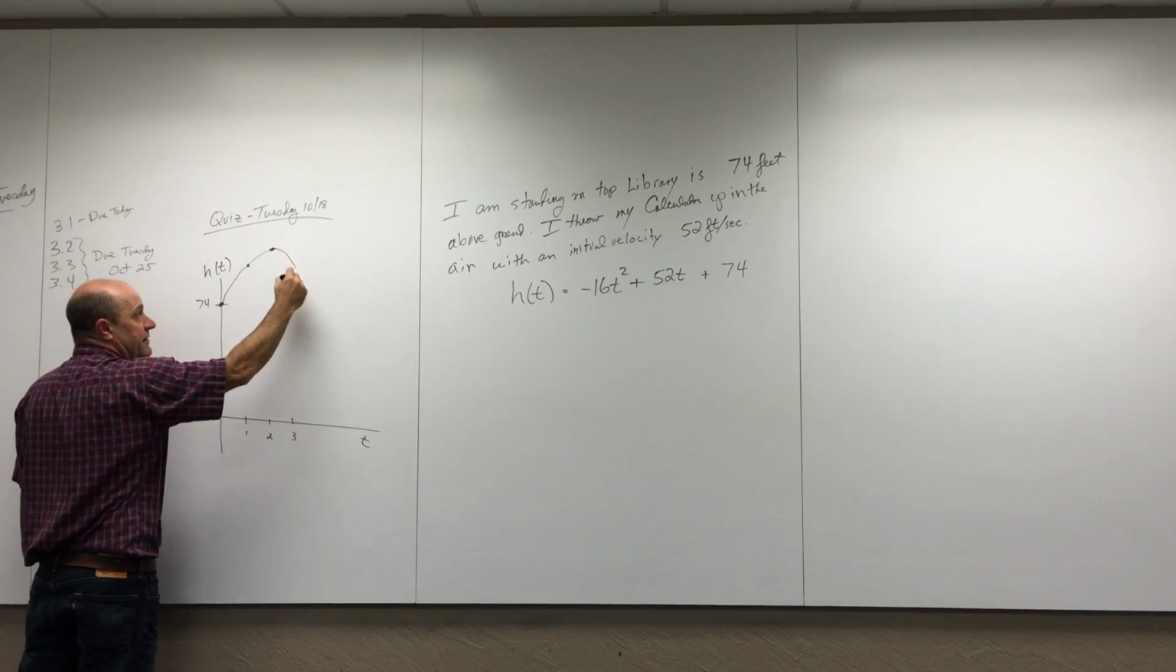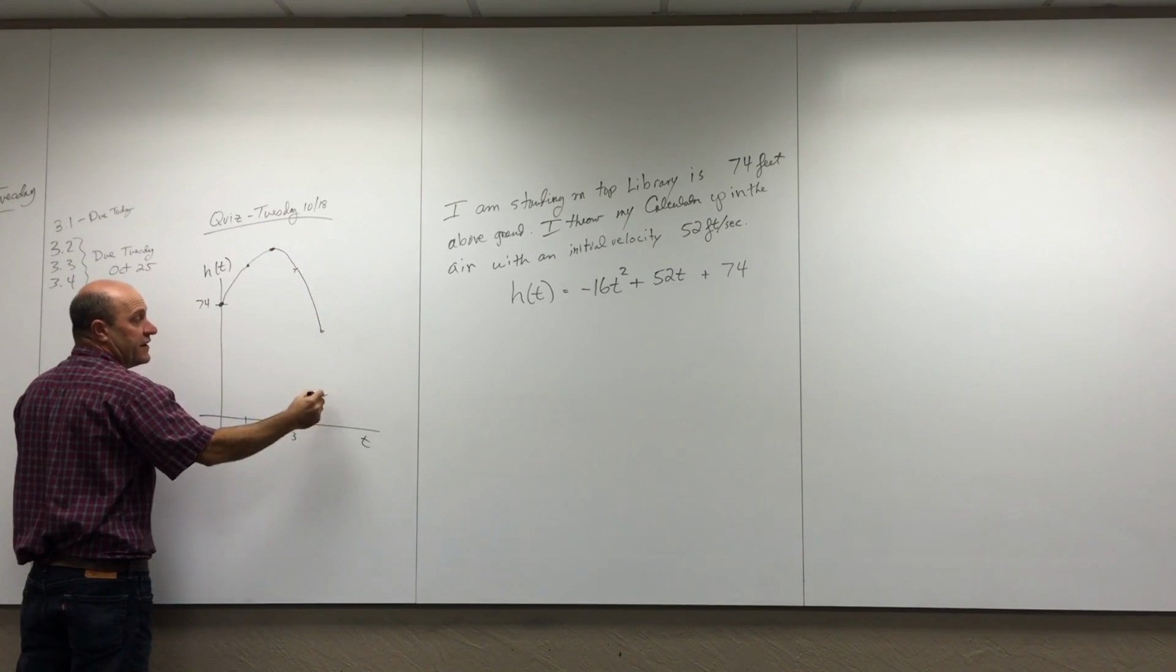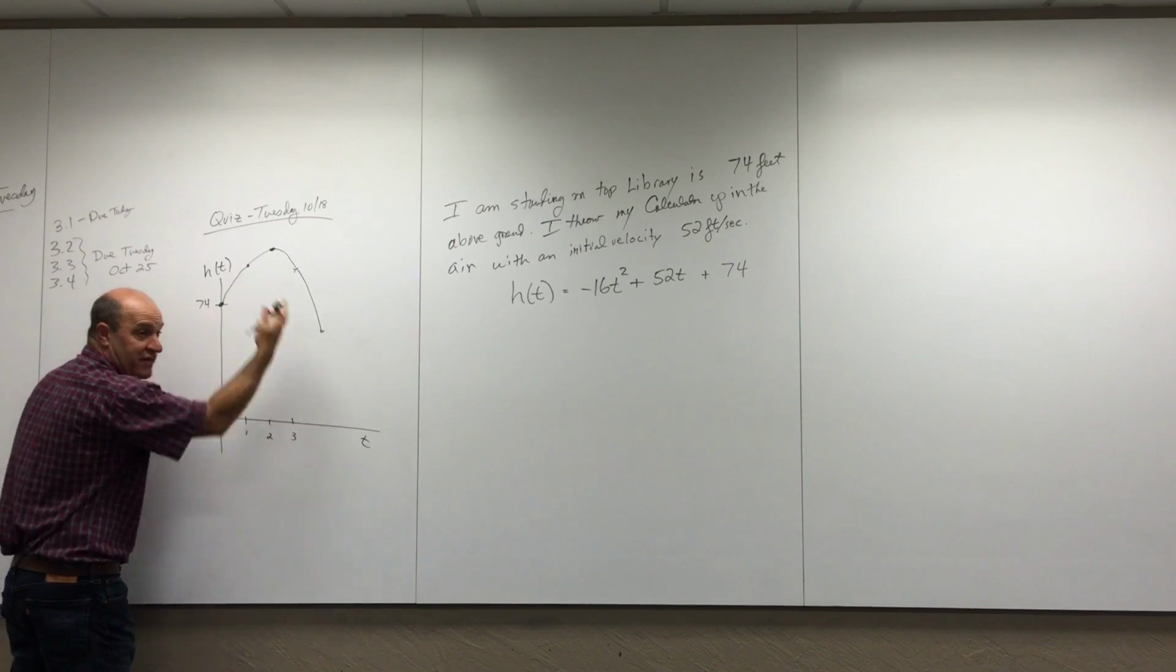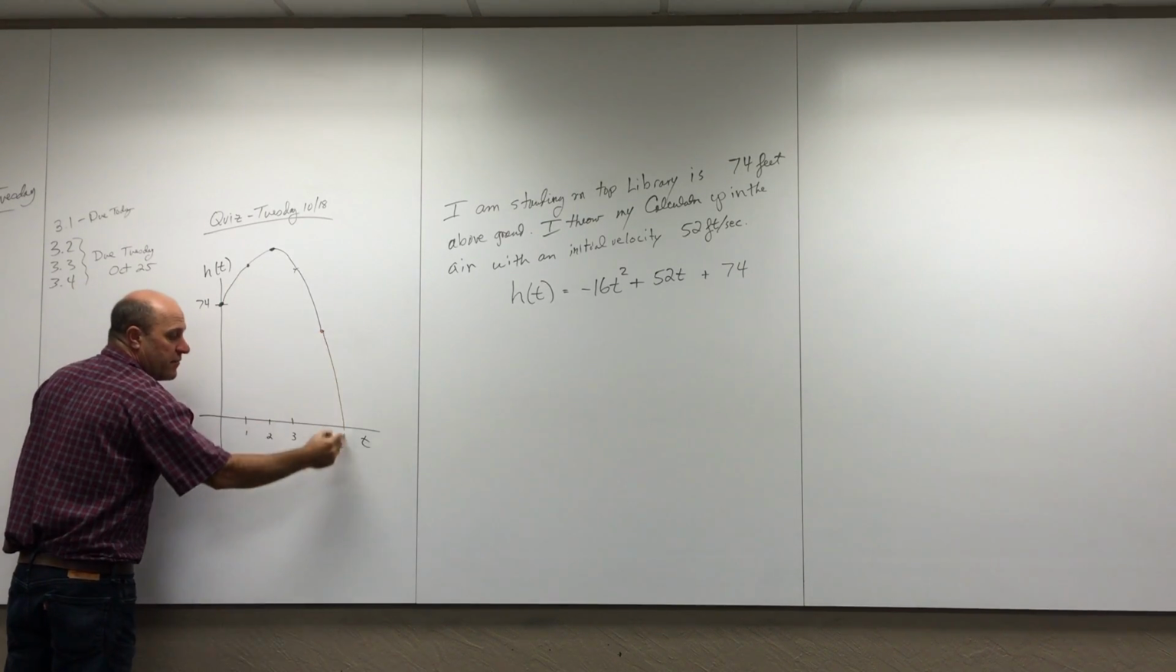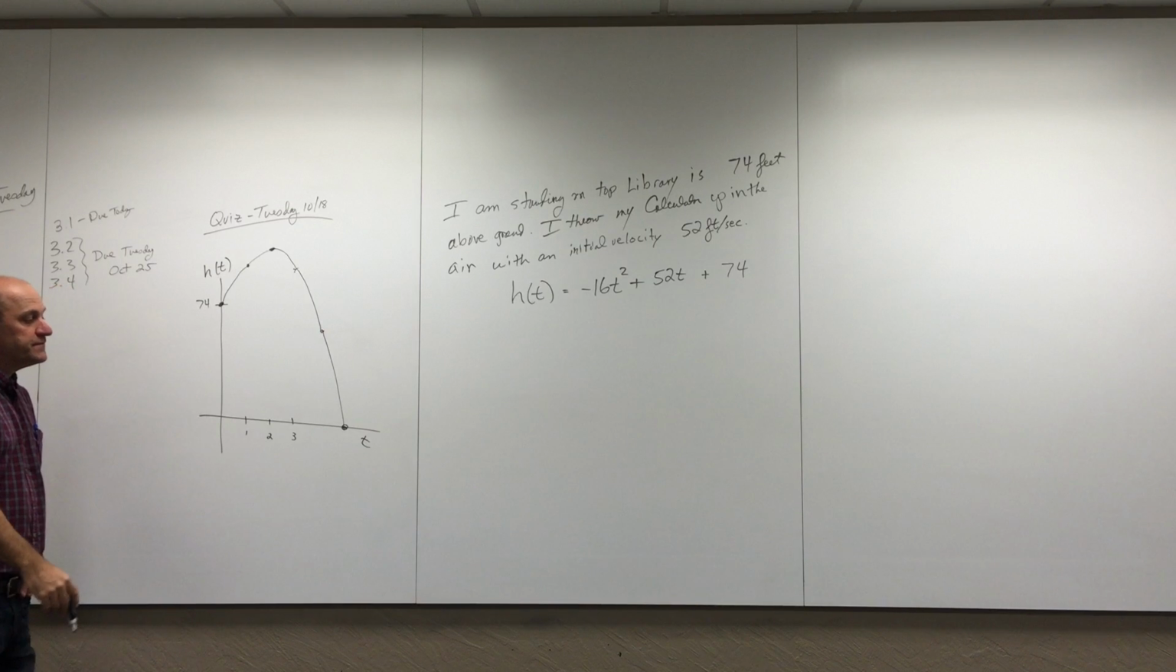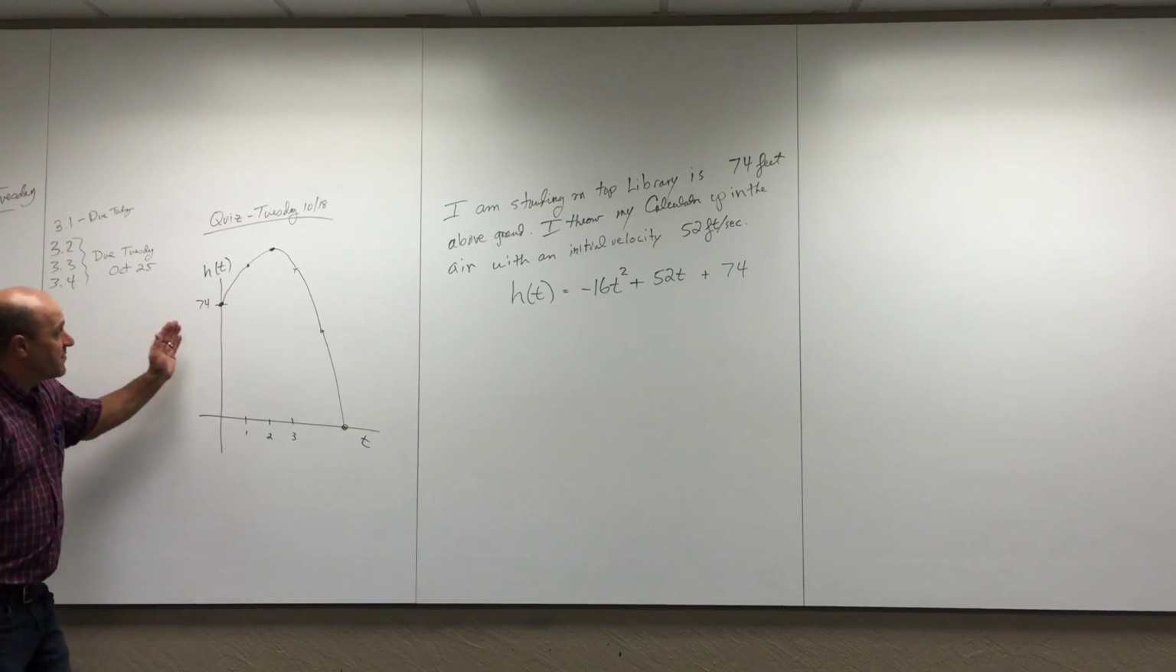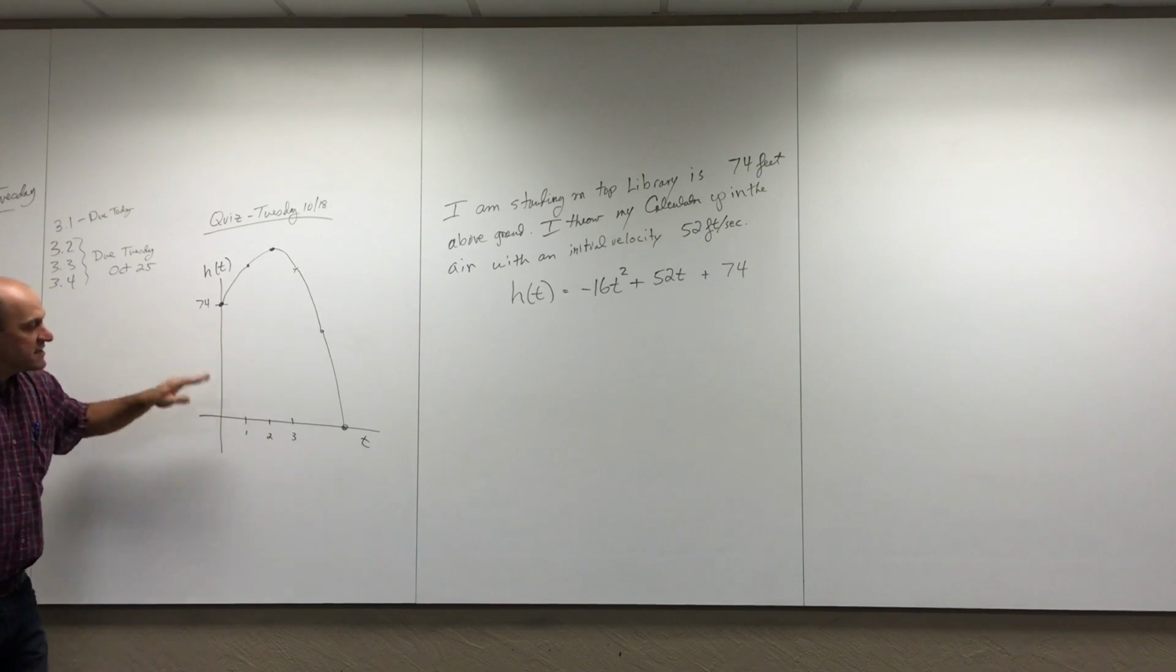Three seconds later, maybe it's here. Four seconds later, maybe it's here. It speeds up as it heads to Earth. Gravity accelerates it toward Earth. At some point, it hits the ground, I guess. And the shape is a parabola, of course, but it's the height as a function of time.